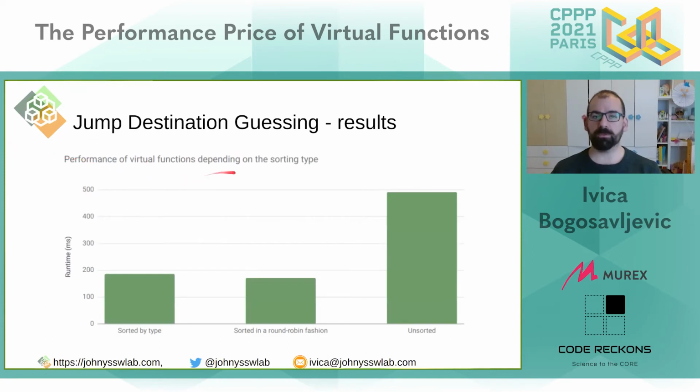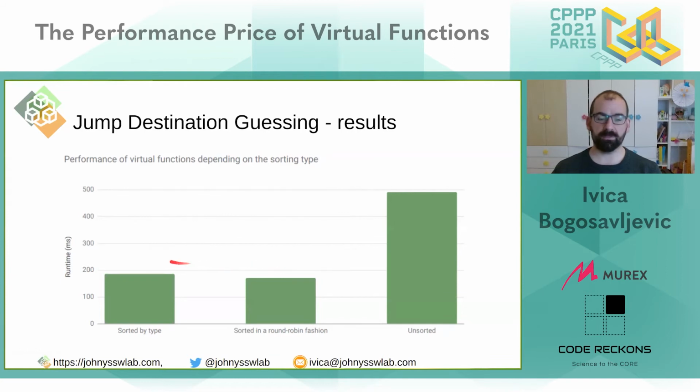So, performance of virtual functions depending on the sorting type. If they're sorted by type, it's slightly less than 200 milliseconds. If they're sorted in a round-robin fashion, it's again slightly less than 200 milliseconds. But if they're unsorted, it's 500 milliseconds. So what happens in the first two scenarios?